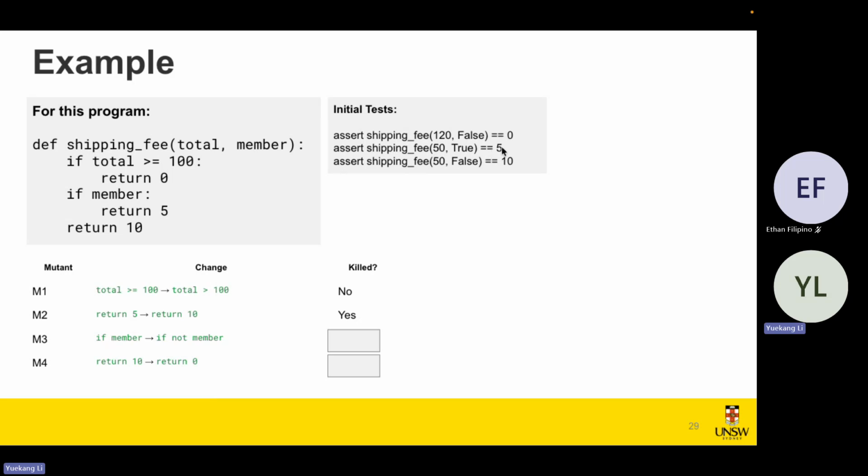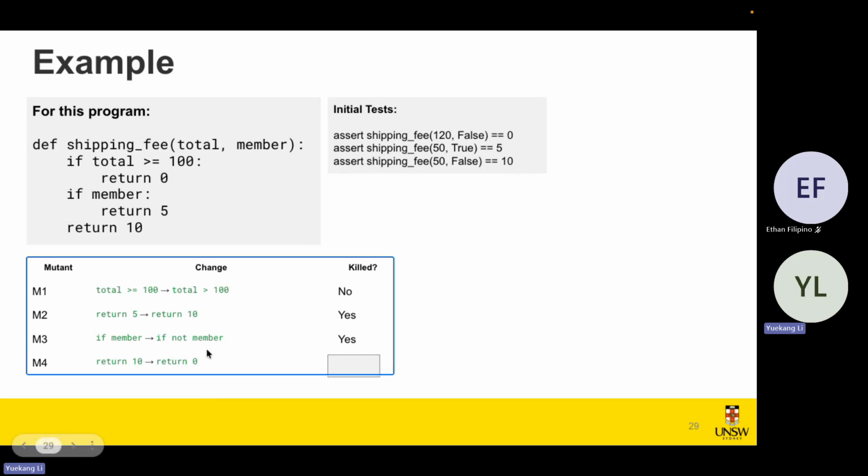Actually, both the second test case and the third test case can be used for killing this mutant, right? Because we just change the statement from if not member to if not member. So if we do this 52 here, because we change it to if not member, it will return as 10. And this will fail the test case. We fail the assertion here.